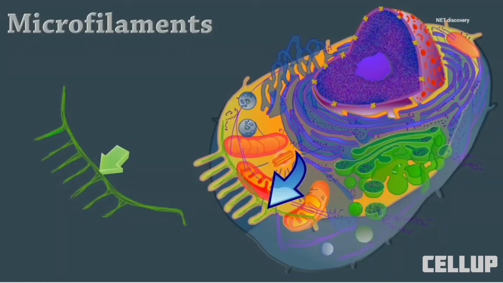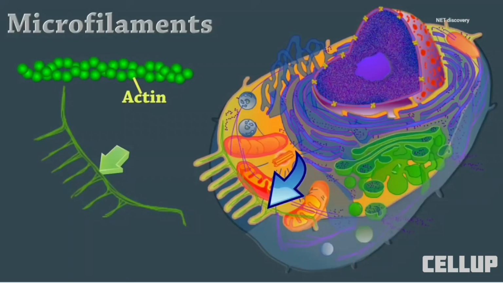Microfilaments are fine filaments of the contractile protein actin. They're involved in muscle contraction and other types of intracellular movement. They help form the cell's cytoskeleton, cilia, and, if it's present, the flagella.